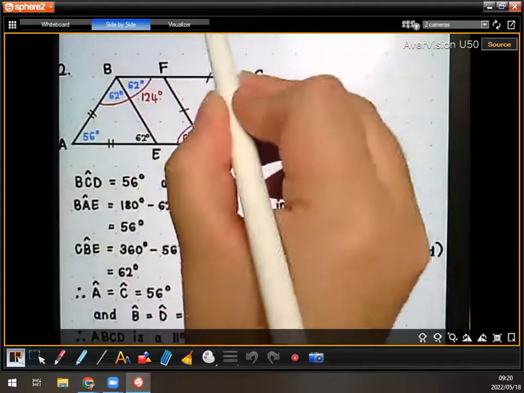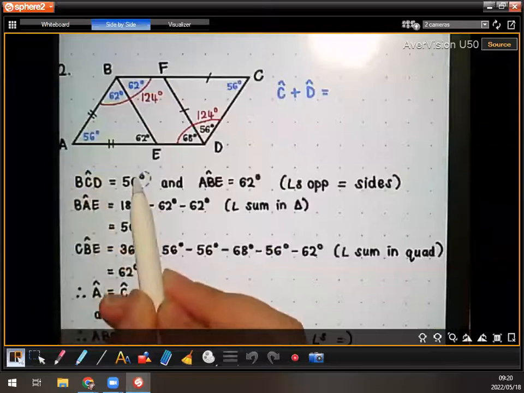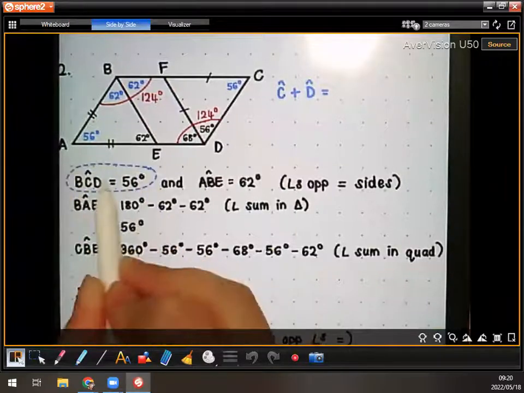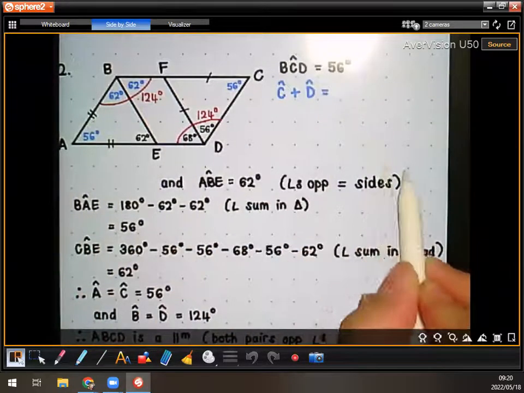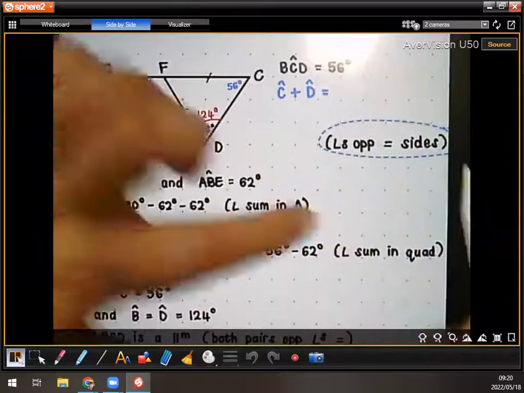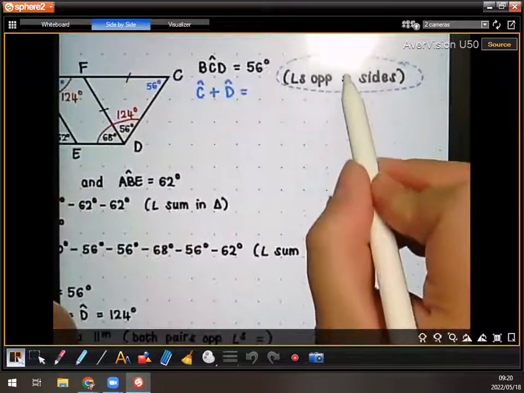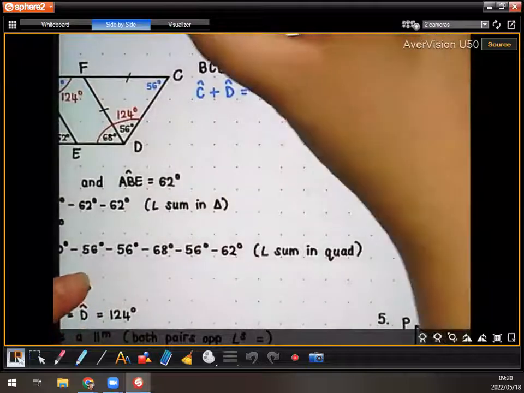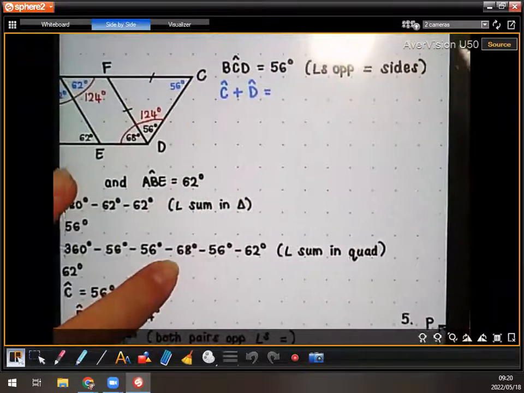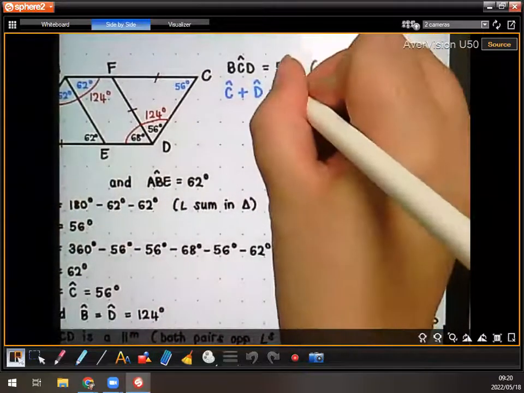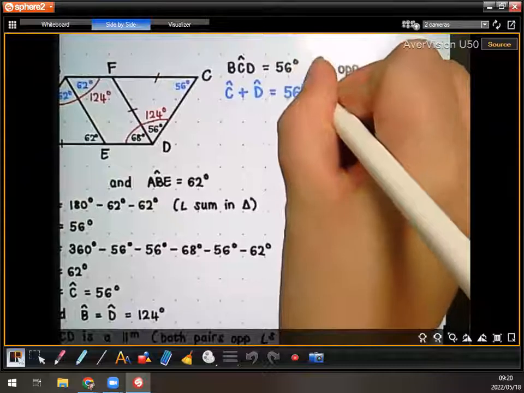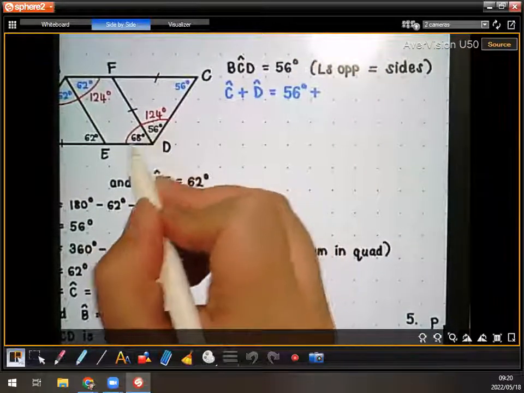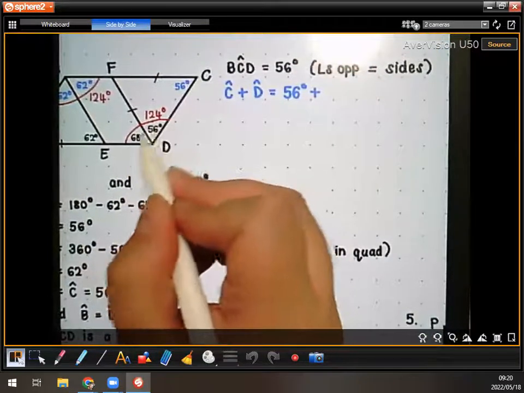BCD equals 56. Let me copy that up there. And your reason would be angles opposite equal sides. Then you would say angle C plus angle D is 56 degrees plus, now you can obviously add those two together. Are we okay with this being 124?